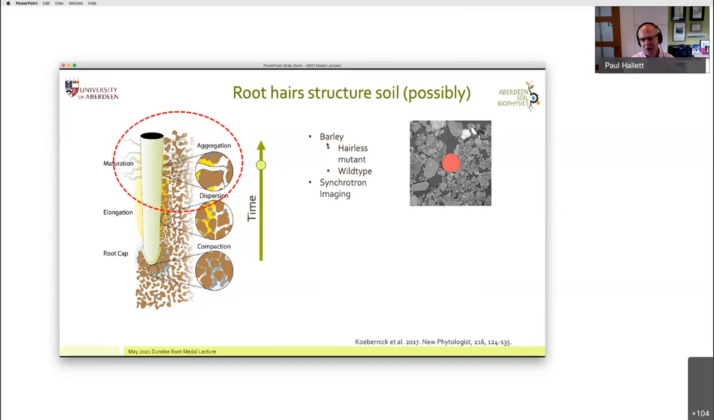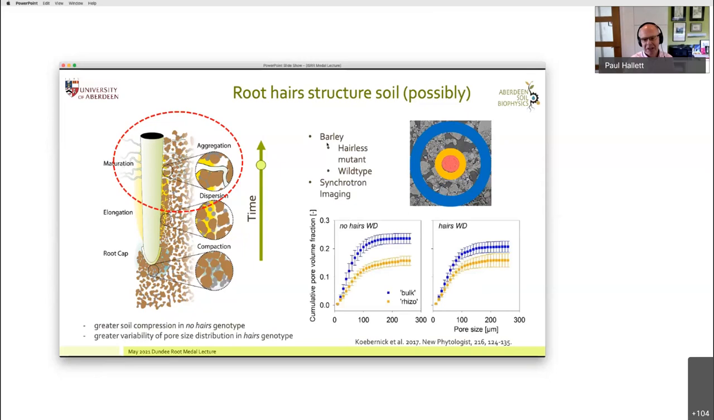And then we could go through to these images and segment out the soil that was very close to the root, which I've just labeled as orange here, and also the soil that was further away from the root. So basically from the rhizosphere further out. And if we look at what happens to the pore structure in those two different zones, and we compare on the left, a plant with no root hairs to one with root hairs, you can see that the structure does start to change.